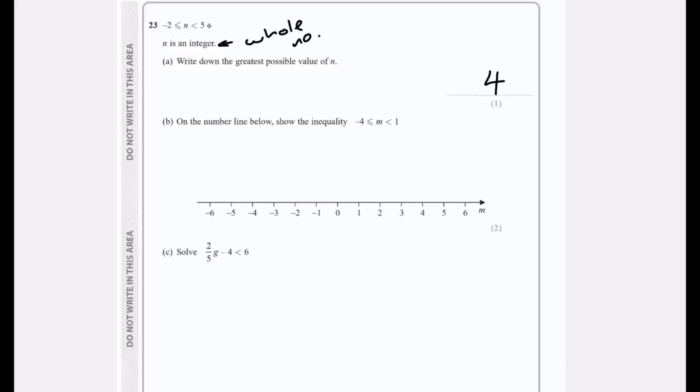Show the inequality on the number line. m is bigger than or equal to -4 and less than 1. So I'm going to do a circle at -4, a circle at 1. Because it can equal -4, we colour in the circle at -4 and we just draw a line between the 2 circles. Part C, solve.